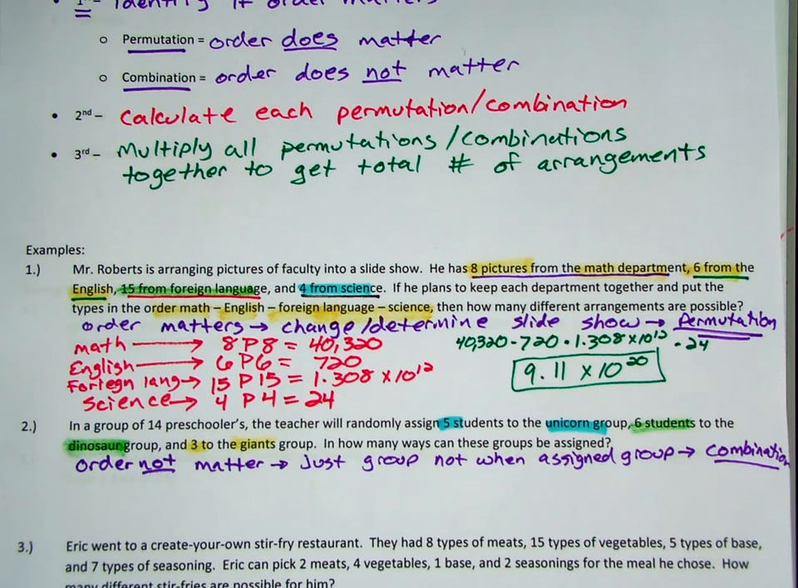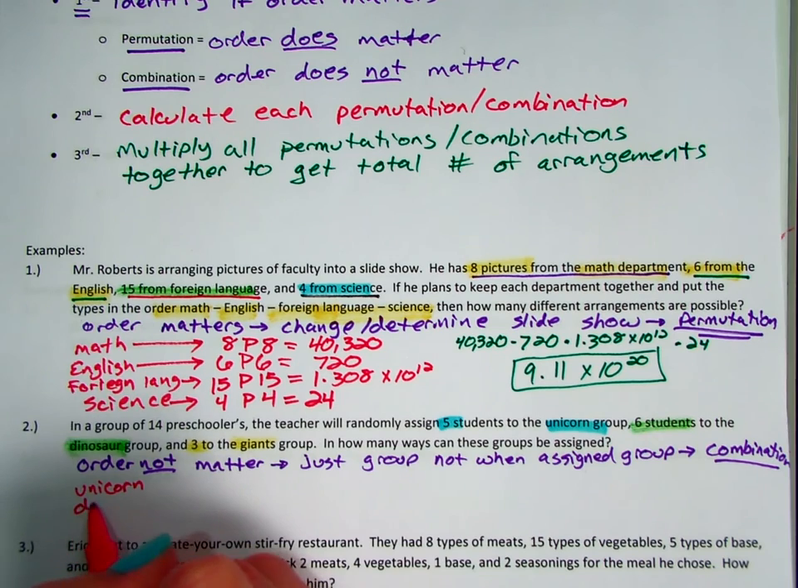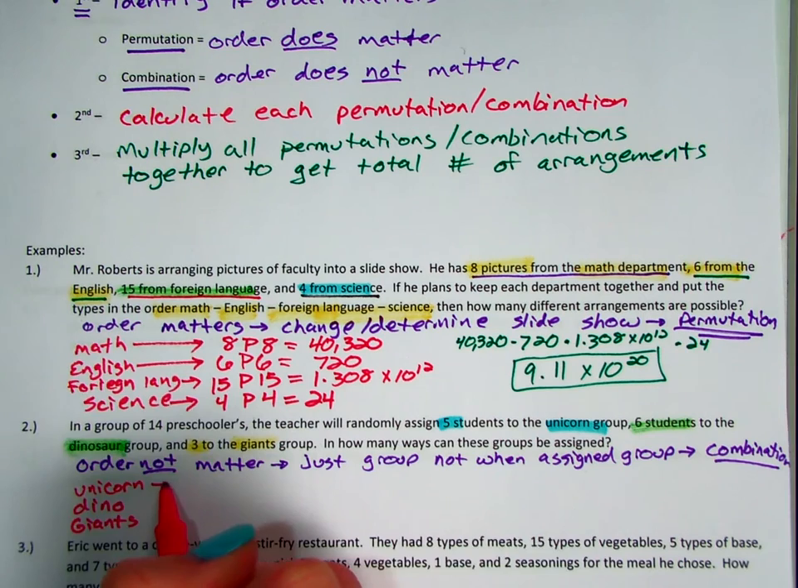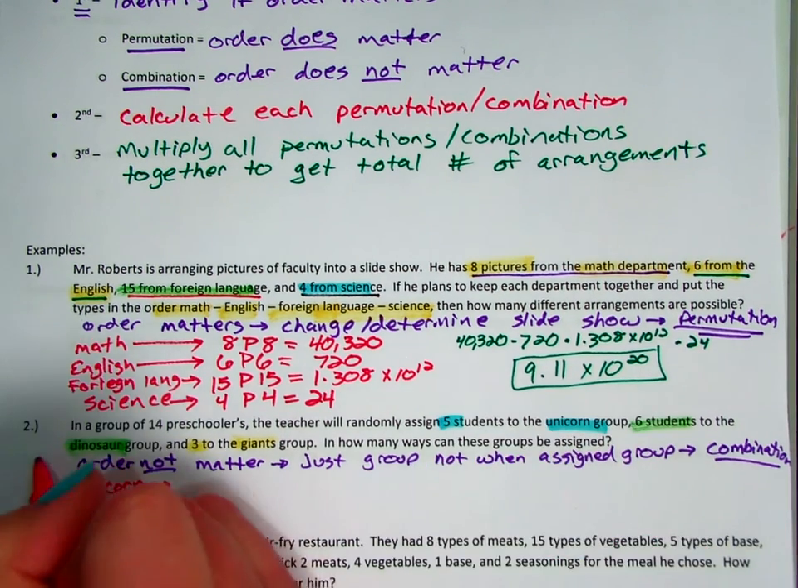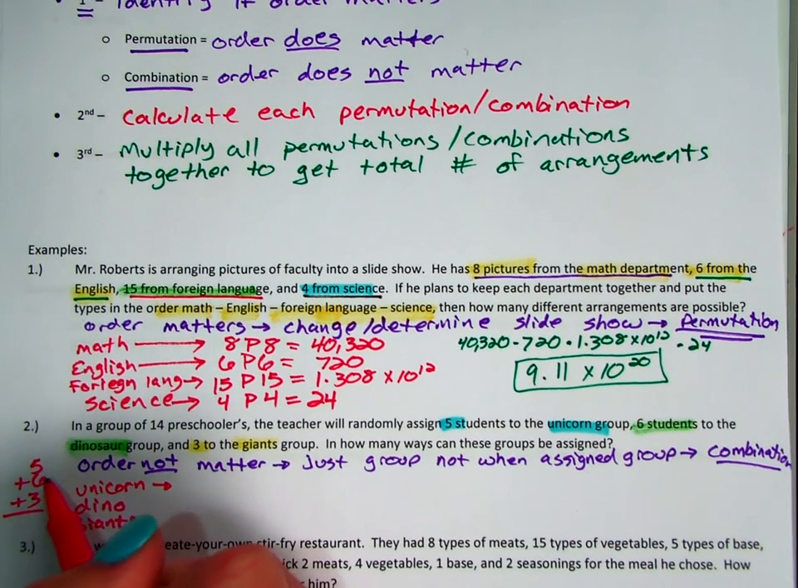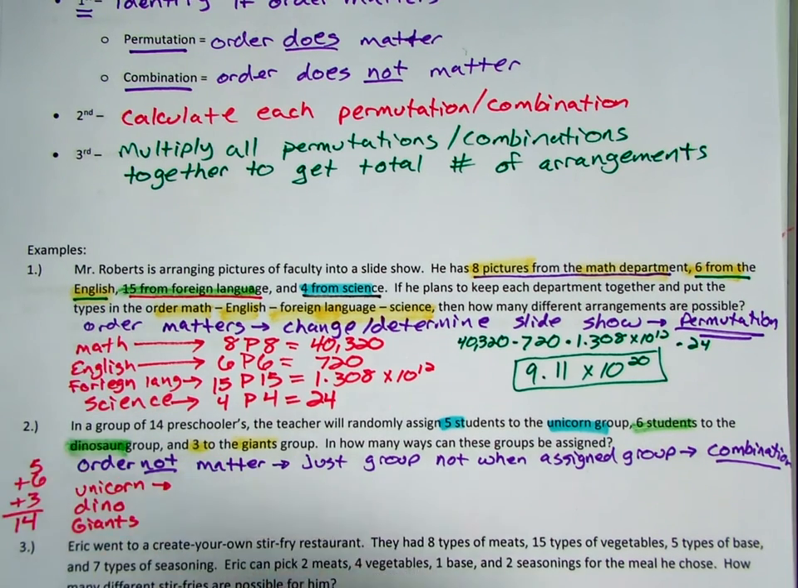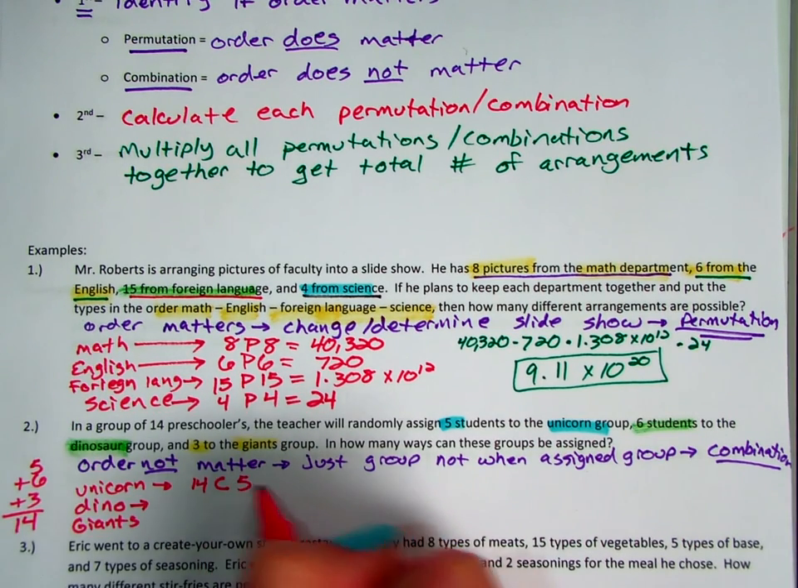So that means we kind of have to look at this as we have three different groups happening here, right? We have people going into a unicorn group. We have people going into a dino group. And we have people going into a giants group. So let's think about the unicorn group. First of all, I need to know how many total options there are. So I have 5 students and another 6 students and another 3 students. So there are 5, 11, 14. There are 14 students in total that we are going to get to choose from. So if I assign the unicorn group first, I have 14 options, of which I am choosing 5, right?